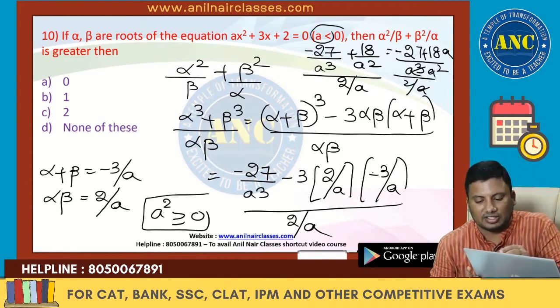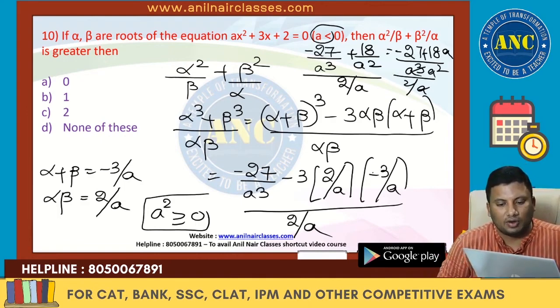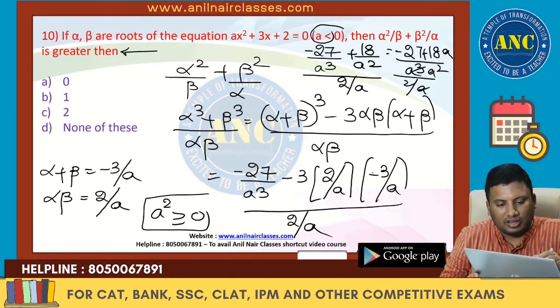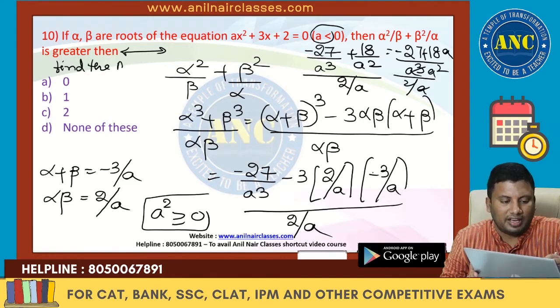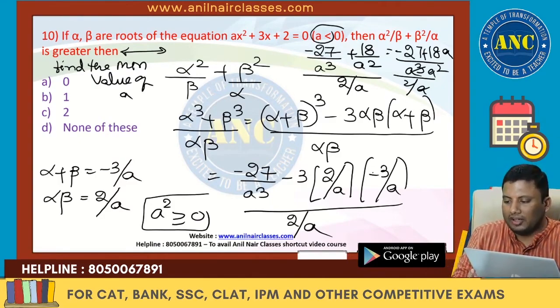A is less than 0, so A square will be greater than 0. So if A is less than 0, what will be the value? Please find it out. I think some foundation of the question, like find the range of A or find the minimum value of A, is missing in this question, right? It could be a typing error. So what I got is minus 27 plus 18A. Just to check it out, what is the minimum value of A, like that.